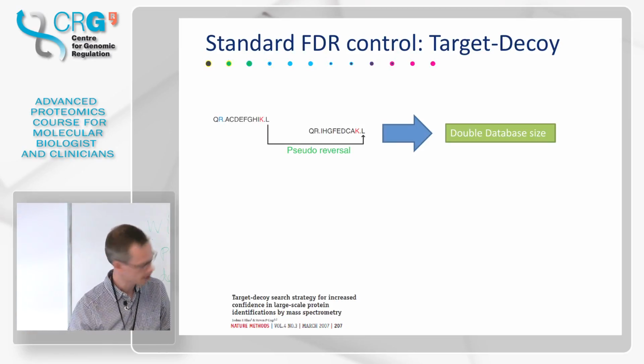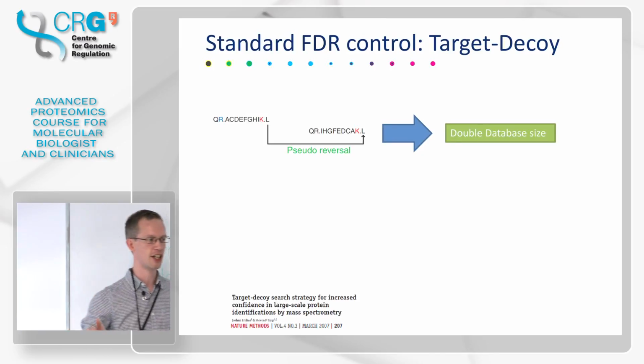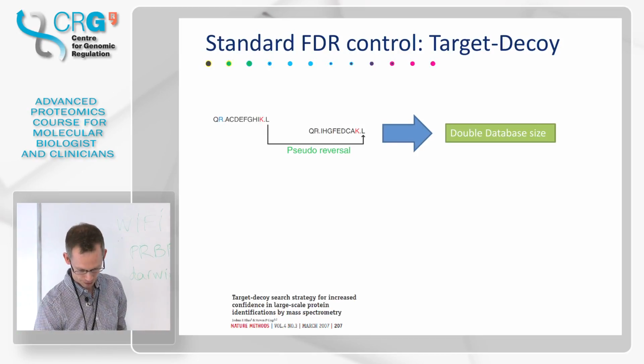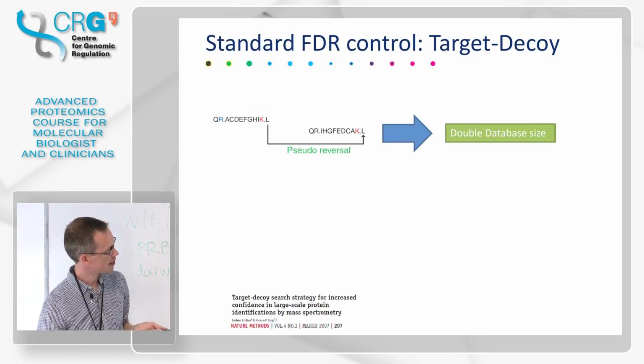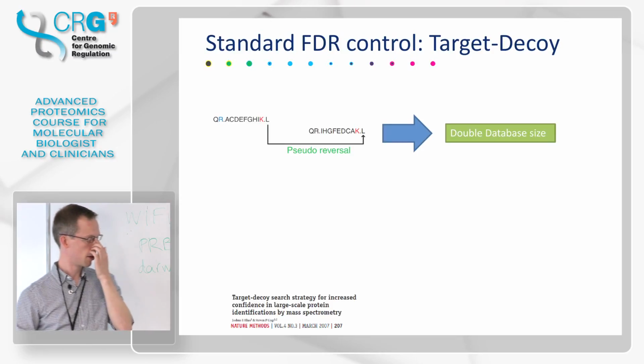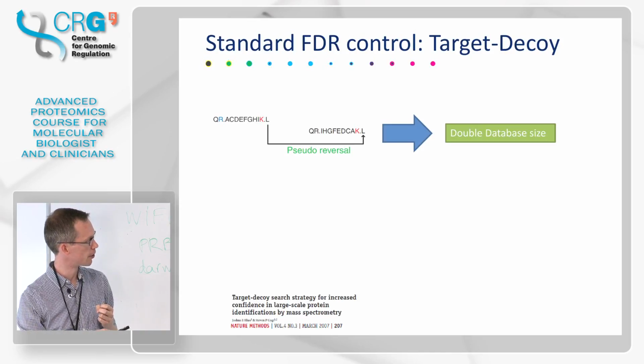So why do we do this? Because otherwise it's just a bit stupid. What you end up with is essentially two databases, or a big database that's twice as big as normal. We refer to these as a forward and a reverse database. This is the reverse, this is the forward, and they're both part of this. And this means that when we get this long list of peptide matches, we can say which ones originate from the reversed, and which ones originate from the forward.